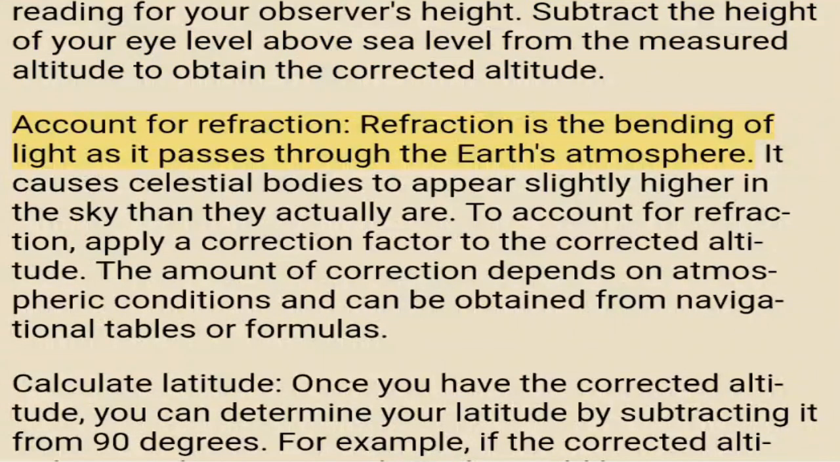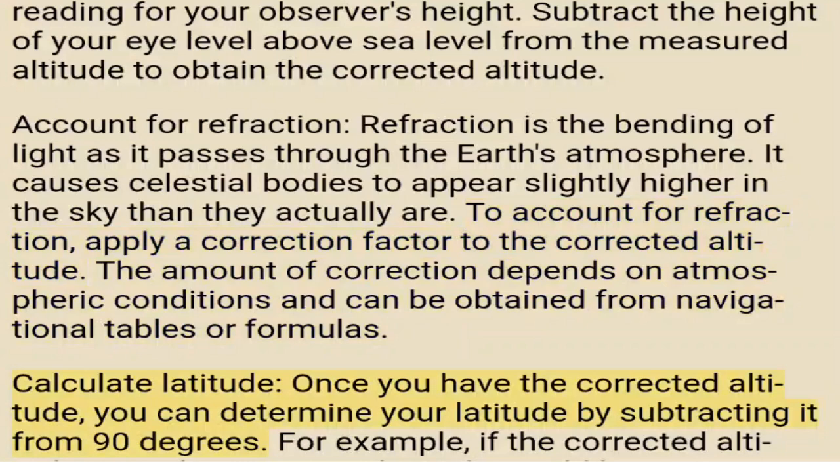Account for refraction. Refraction is the bending of light as it passes through the Earth's atmosphere. It causes celestial bodies to appear slightly higher in the sky than they actually are. To account for refraction, apply a correction factor to the corrected altitude. The amount of correction depends on atmospheric conditions and can be obtained from navigational tables or formulas.